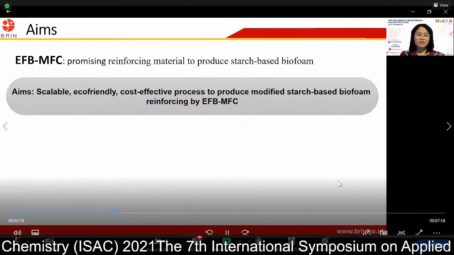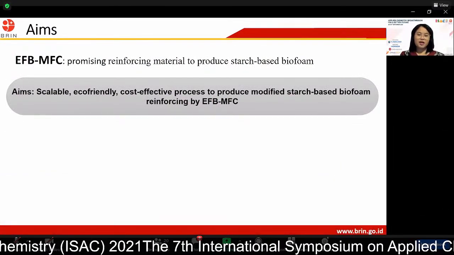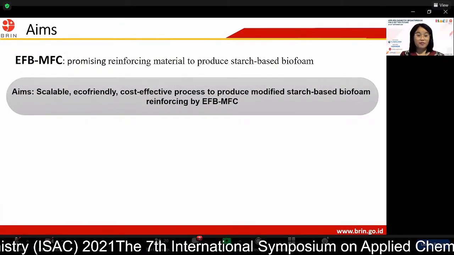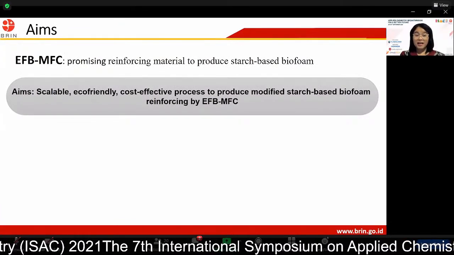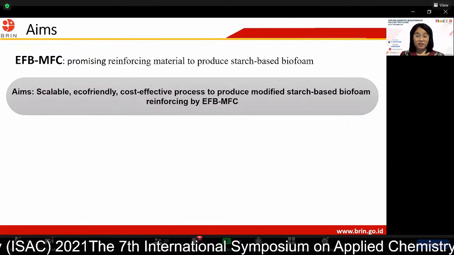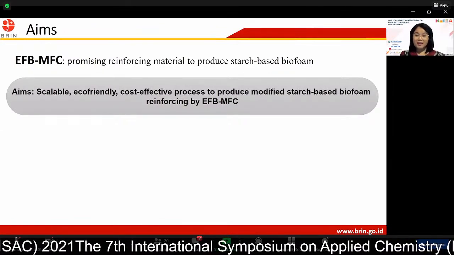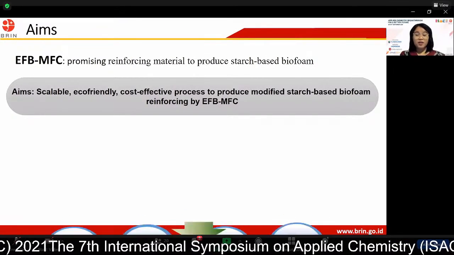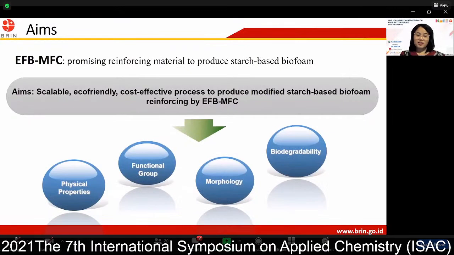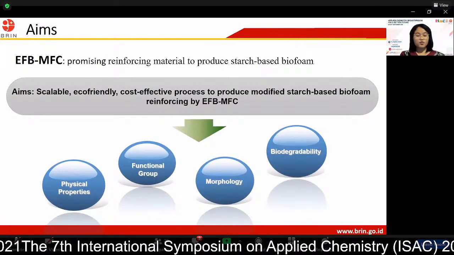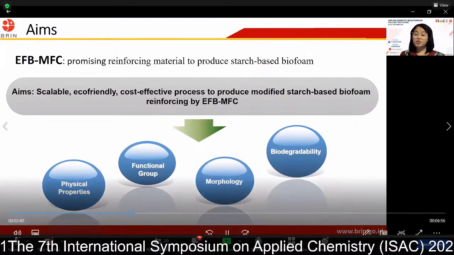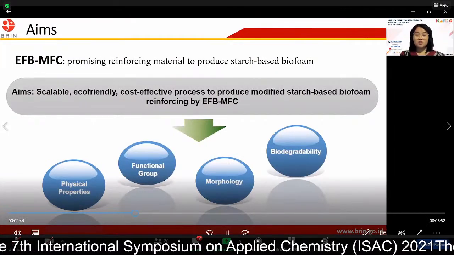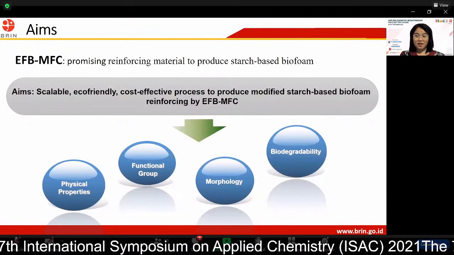So the aim of this project is to understand the effect of microfiber cellulose derived from oil palm empty fruit bunch as a promising reinforcing material to enhance the performance of starch-based biofoam. We characterize the physical properties, functional groups, morphology, and biodegradability of the obtained starch-based nanocomposite.